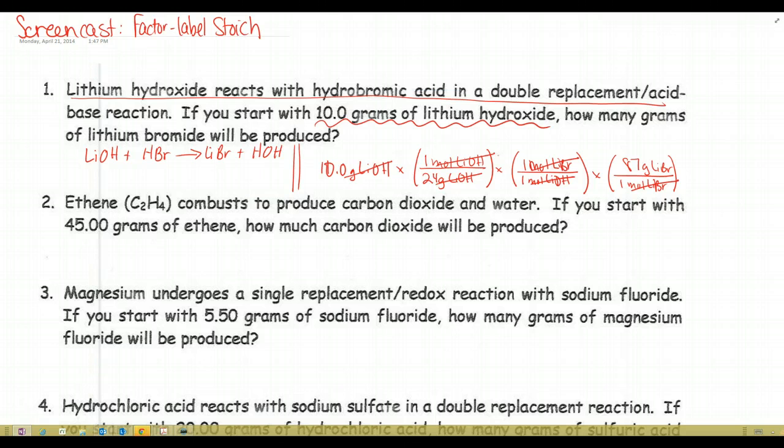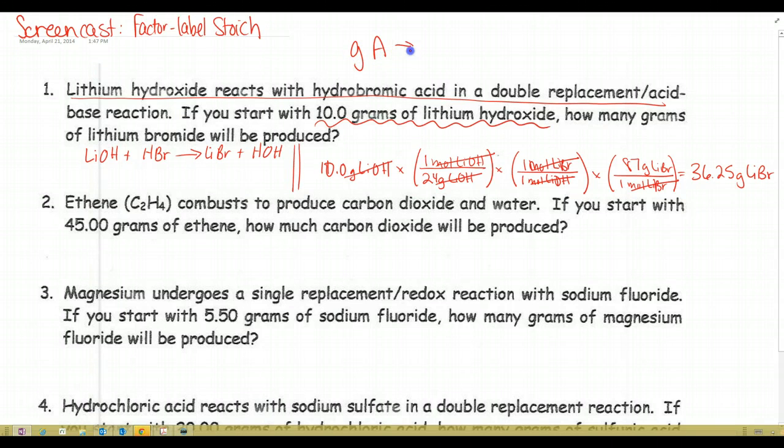Alright, so now I can use my calculator. I'm going to type in 10 times 1 divided by 24 times 1 divided by 1 times 87 divided by 1, which gives me much too big a number. My calculator is doing crazy things. 10 divided by 24... 36.25 grams lithium bromide.